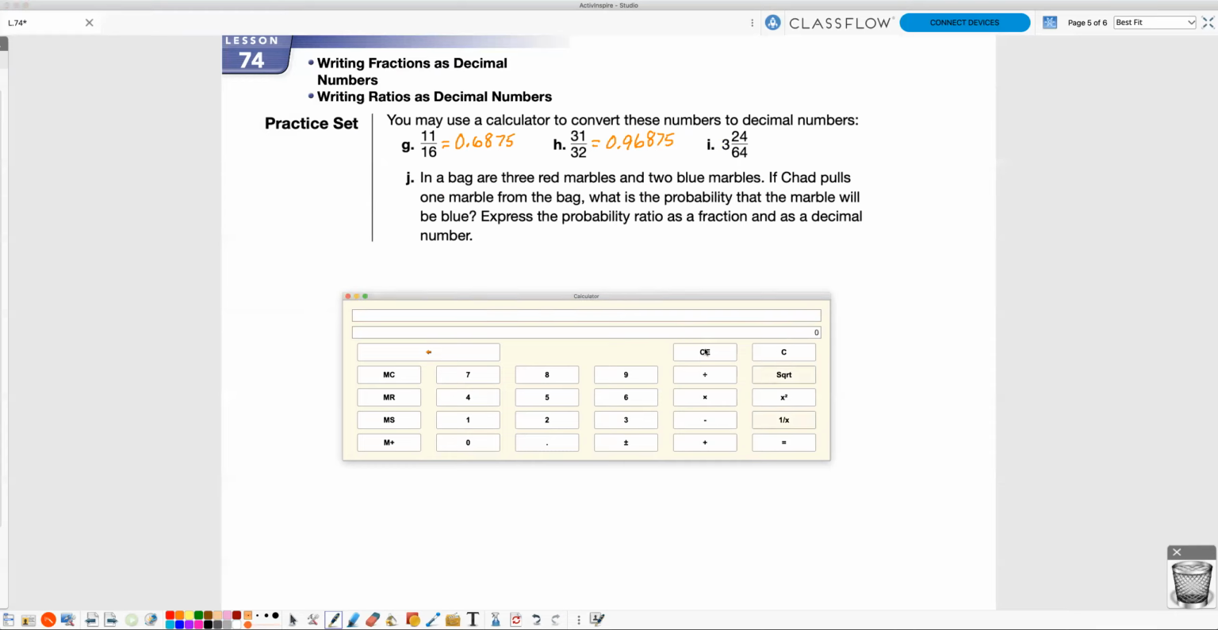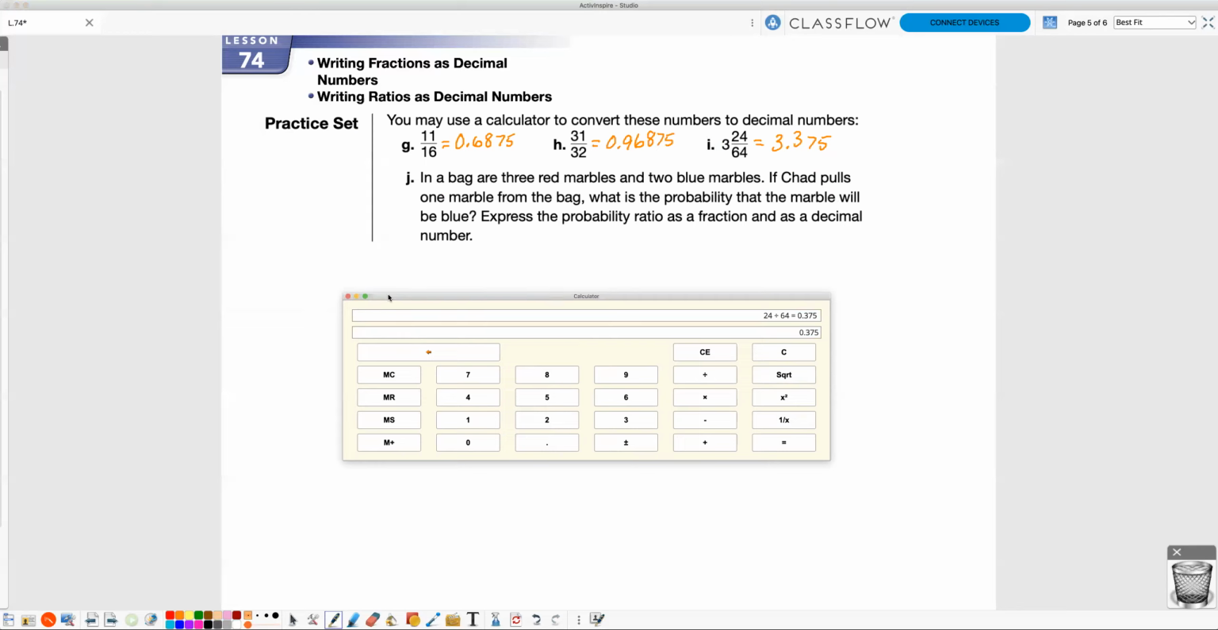And for letter I, 3 and 24/64. So the 3 I just have to ignore for a second. I do know that that's going to be the whole number in front of the decimal point, but behind the decimal point is the 24 divided by the 64, which equals 375 thousandths.